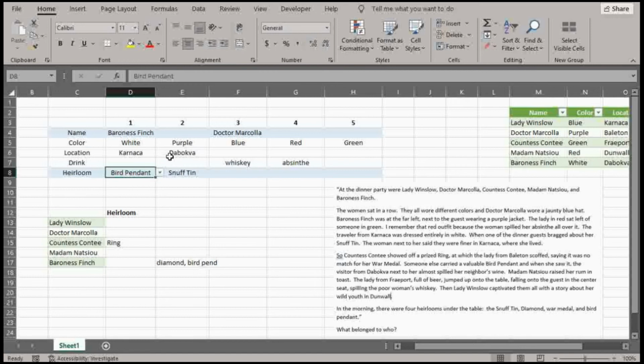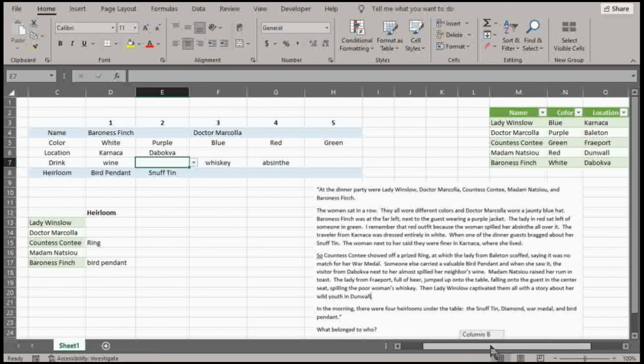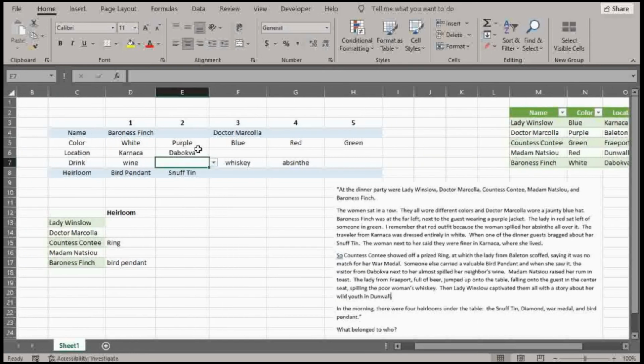So he's no match for a war medal. So here's where I might be guessing a little bit. So Dacvada spilt her neighbor's wine. So the wine would be here. Right? So bird pendant here. So what's left? Rum? No, whiskey's already done. Rum and beer. So if the only other one, Freyport, full of beer, so beer isn't going to be here, right? Okay, so this is beer, because they're associated together. So these are the only ones that are open.